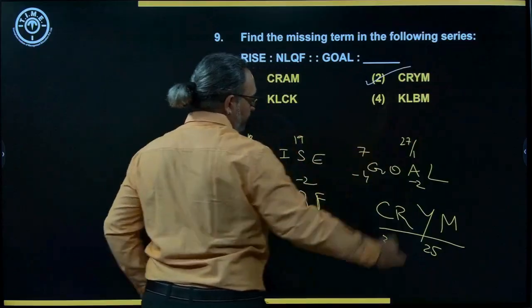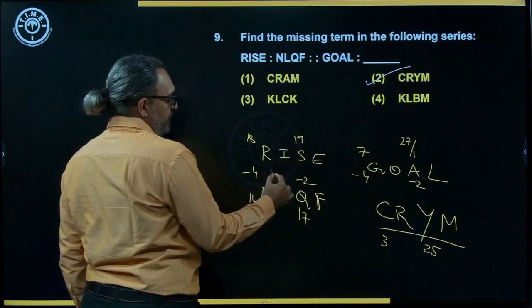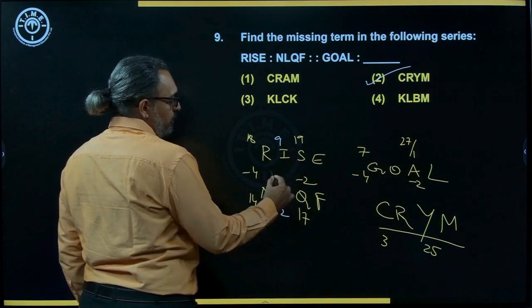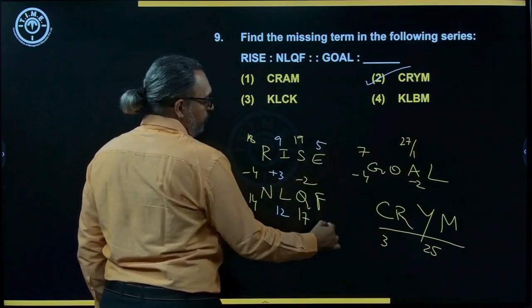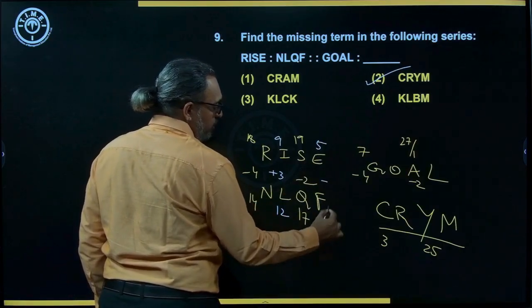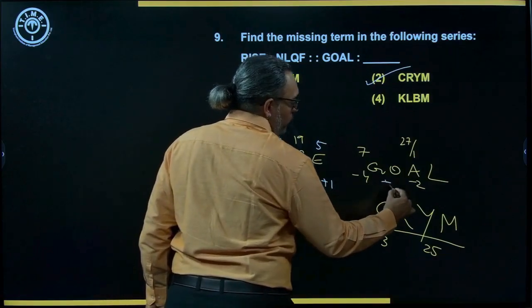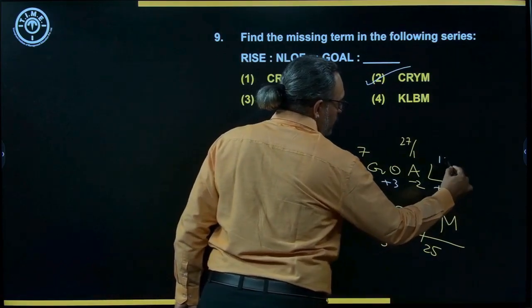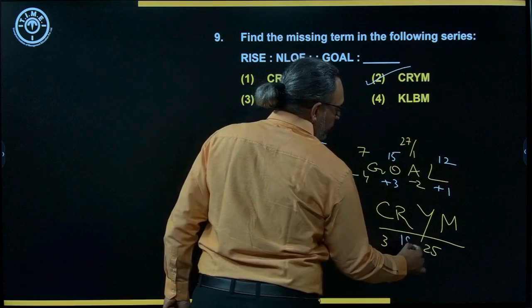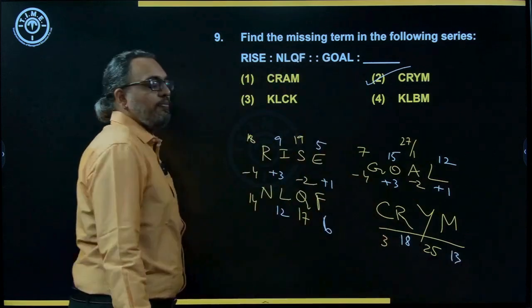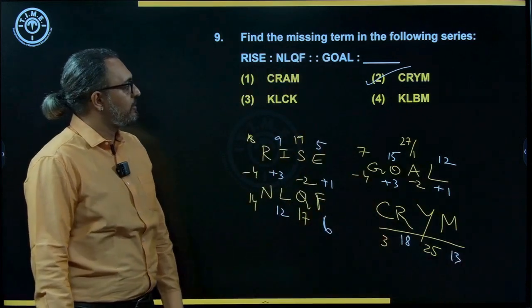Choice 2. So basically this is 9 and 12. So this is plus 3. 5 and 6. So this is plus 1. So minus 4 plus 3 minus 2 plus 1. That's the logic. Correct? Yes.